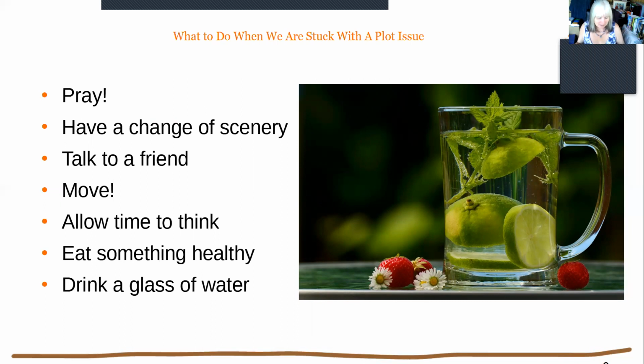Here are some ideas which might help. First of all, pray. Sometimes we leave that to the last thing, don't we? But it's always a good idea to pray. The Lord can sometimes put something in our minds.